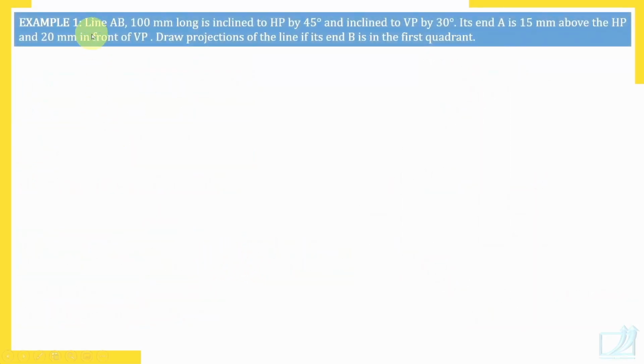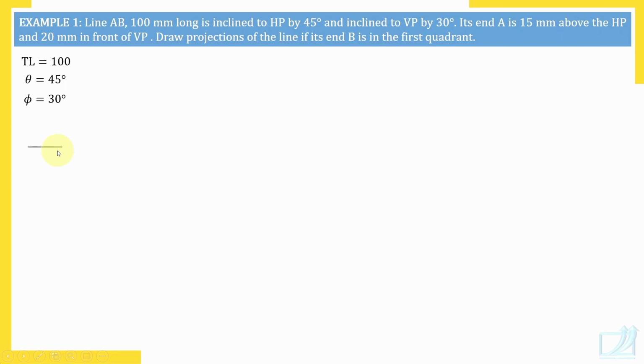So read the problem. Line AB 100 mm long. So true length is 100 mm. It is inclined to HP. Line is inclined to HP, means it is true inclination with HP. We use notation theta for true inclination with HP. And it is inclined to VP. The line is inclined to VP by 30 degrees. True inclination with VP, that is phi. It is 30 degrees. Its end A is 15 mm above HP and 20 mm in front of VP. Let's note this data also.